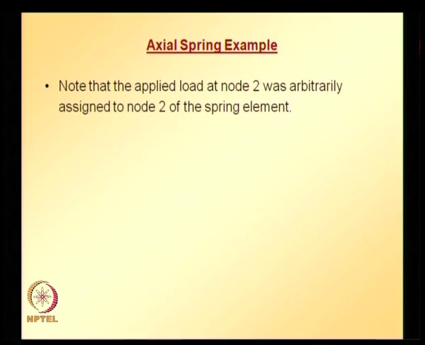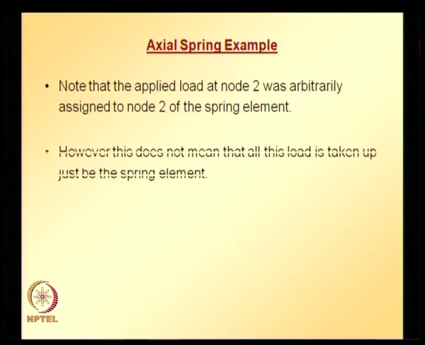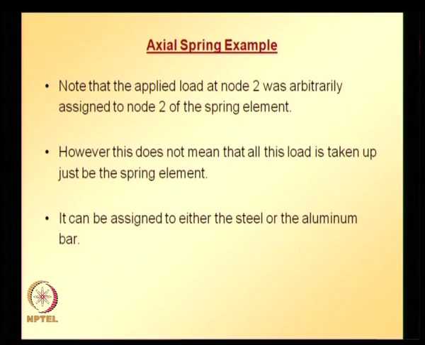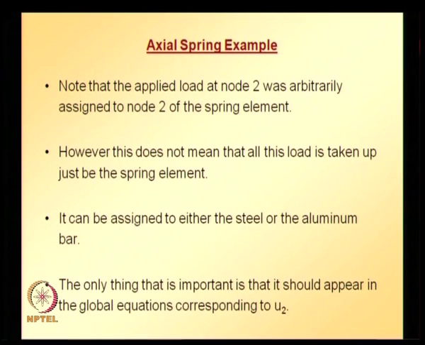And while we did all this, note that the applied load at node 2 was arbitrarily assigned to node 2 of the spring element. This is what I mentioned. However, this does not mean that all this load is taken up by the spring element. It can be assigned to either the steel or aluminum bar. The only thing that is important is that it should appear in the global equations corresponding to u 2. So, this is what we have done.